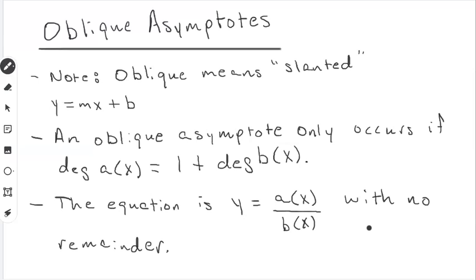So the equation of the line is just going to be the actual function, but with no remainder when you divide. And I'll show you what that looks like on the next slide. Okay, let me find one that has an oblique asymptote. All right, let's do this example.